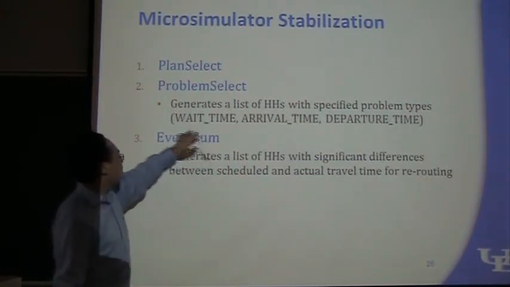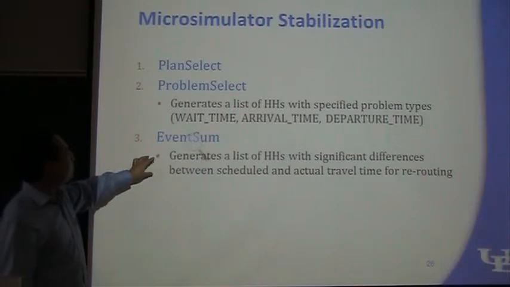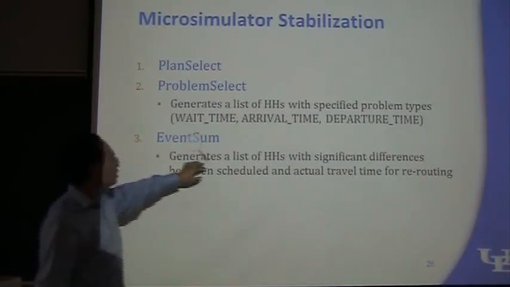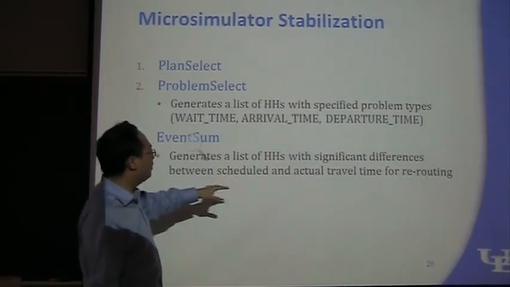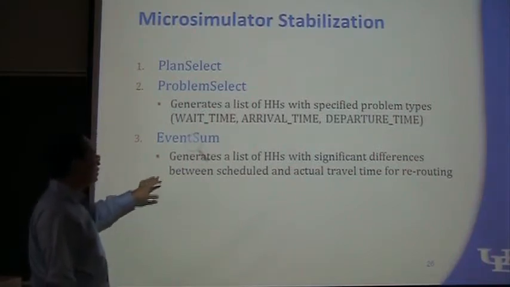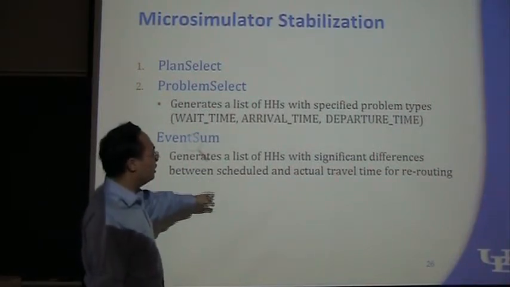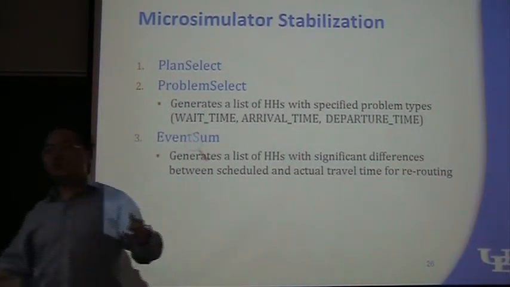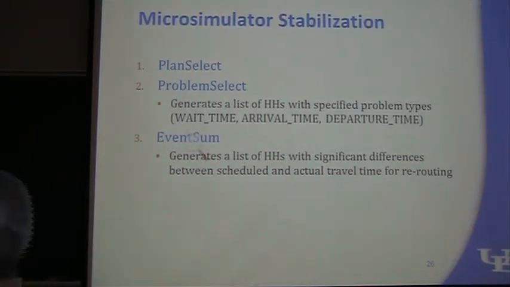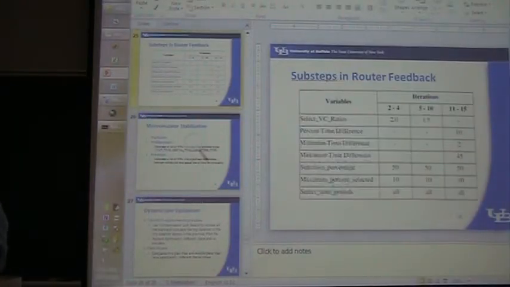And another tool, the third tool, is called event sum. So this tool can generate a list of households with significant differences between the scheduled travel time and actual travel time. So we have more options for rerouting, but the basic idea is the same.